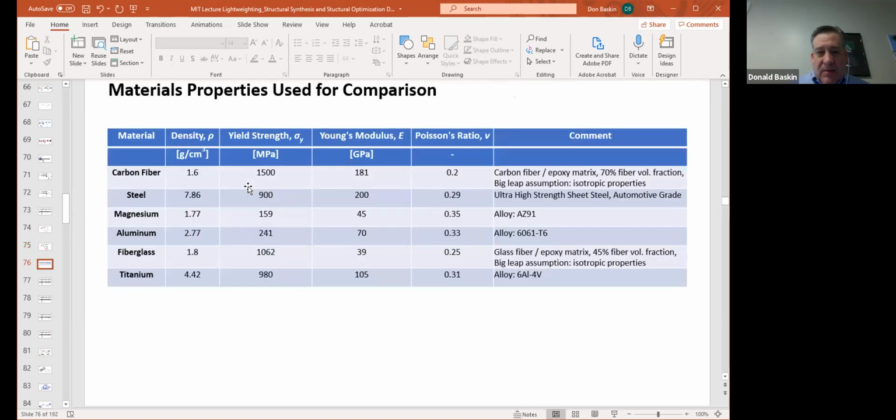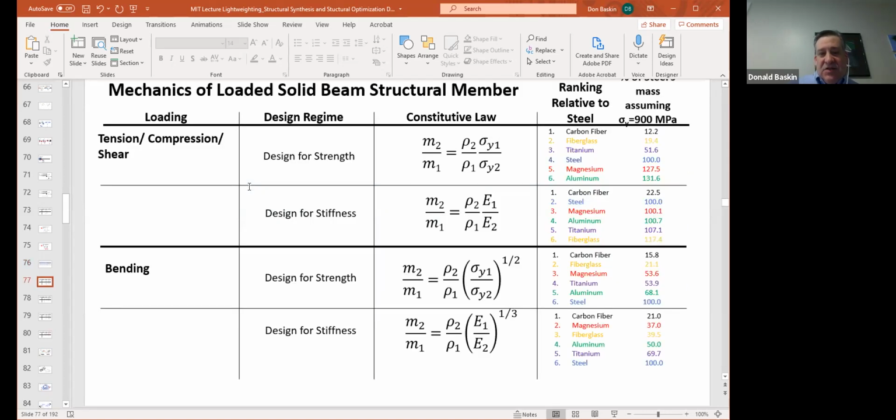So we went ahead and took some table values for 6 different materials here. There's nothing special here. We just got these out of a book, like I told you never to do, but we did it here anyway. We took these values and plugged them into these constitutive laws for mass savings, and we were able to rank the relative potential for mass savings as a function of these different materials. You can go through here and look at the potential for mass savings given all these different materials and these different modes of loading and design regimes.